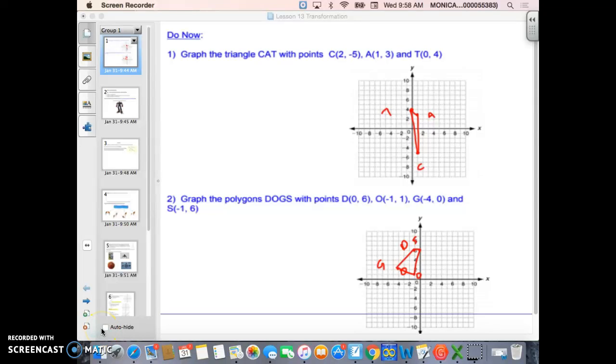Hello and welcome to the first day of Unit 2. We're going to be talking about transformations. Okay, so you're due now. You should have this on your paper. I know it's a little small, hard to do, but this is what your two shapes should look like.